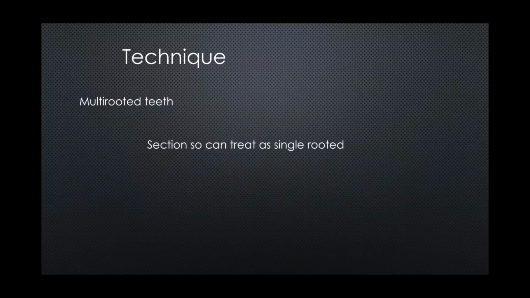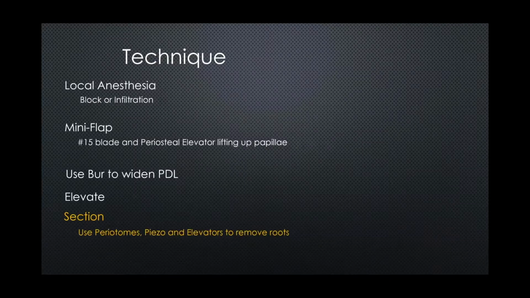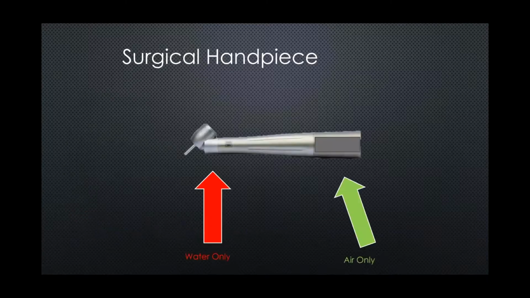If we section it up and treat them all as single-rooted teeth, it makes it all in our favor. Once we section the teeth, use periotomes and piezo elevators to remove the roots. Just a word about surgical handpieces: there are a lot of handpieces on the market.